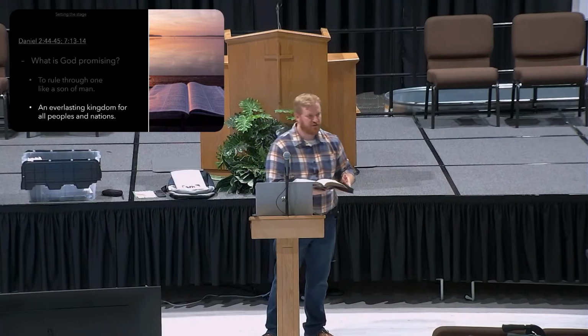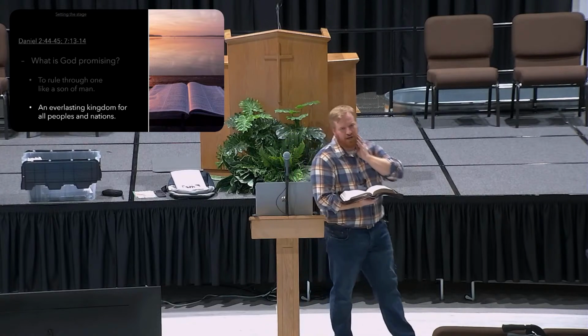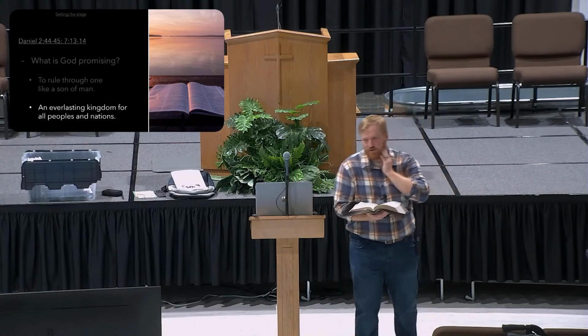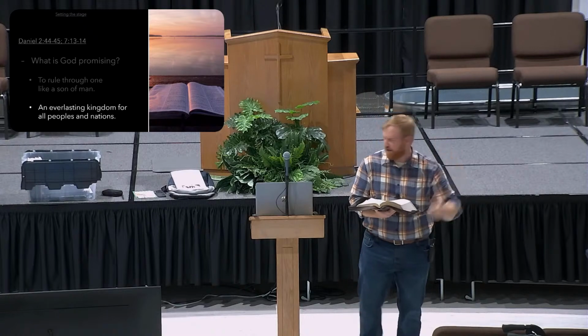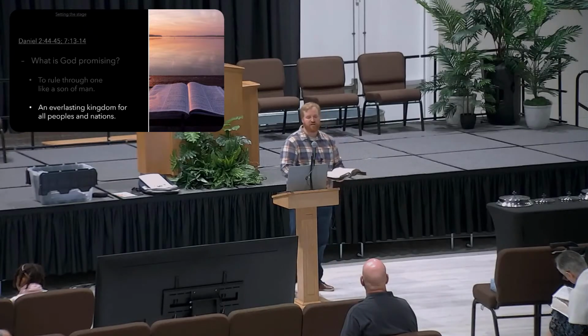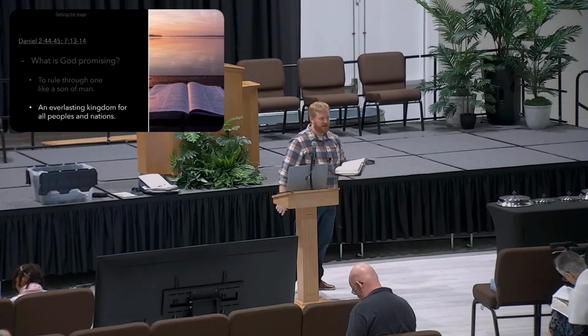And then finally, one more point from Daniel 7 that's very important. God is promising to give an everlasting kingdom to this son of man for all peoples and nations. Now, would you do this for me in your book? I want to change how that point is worded. On the screen, I have it as an everlasting kingdom for all peoples and nations.